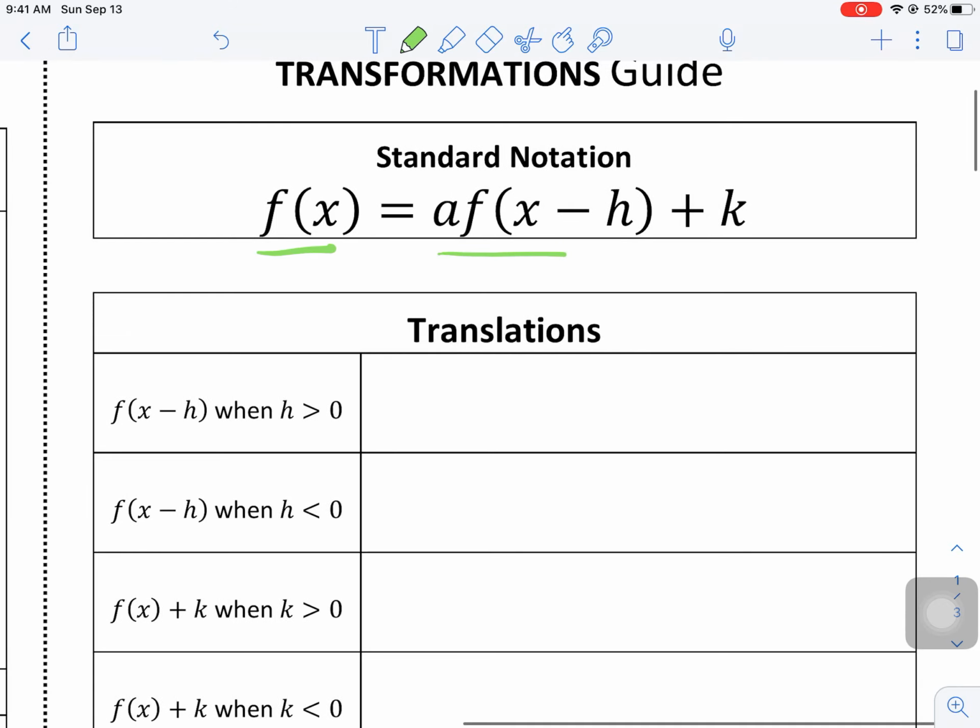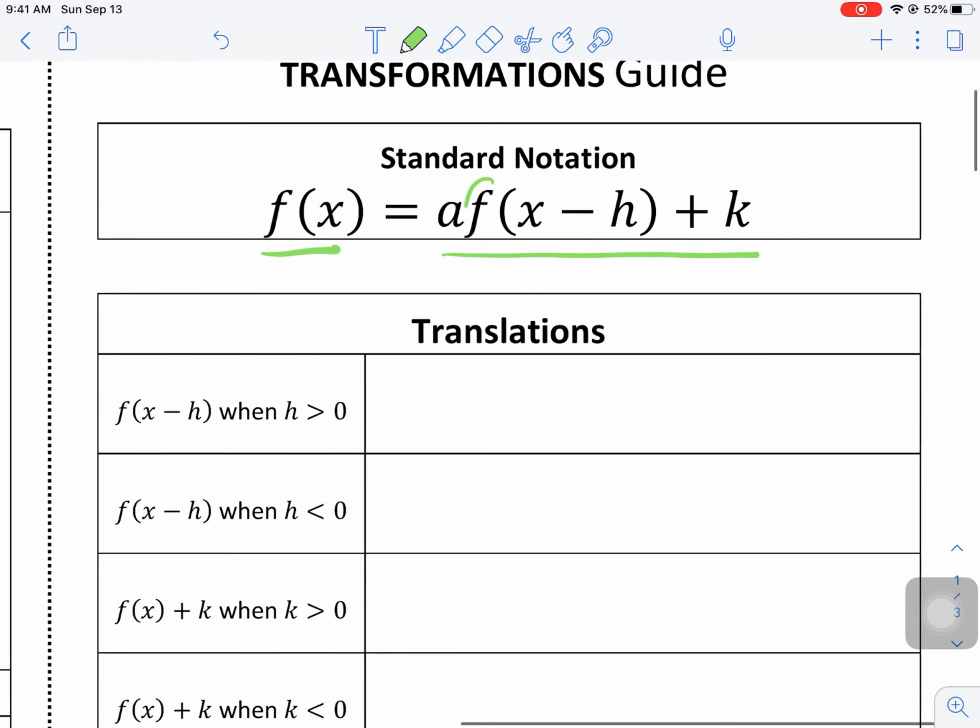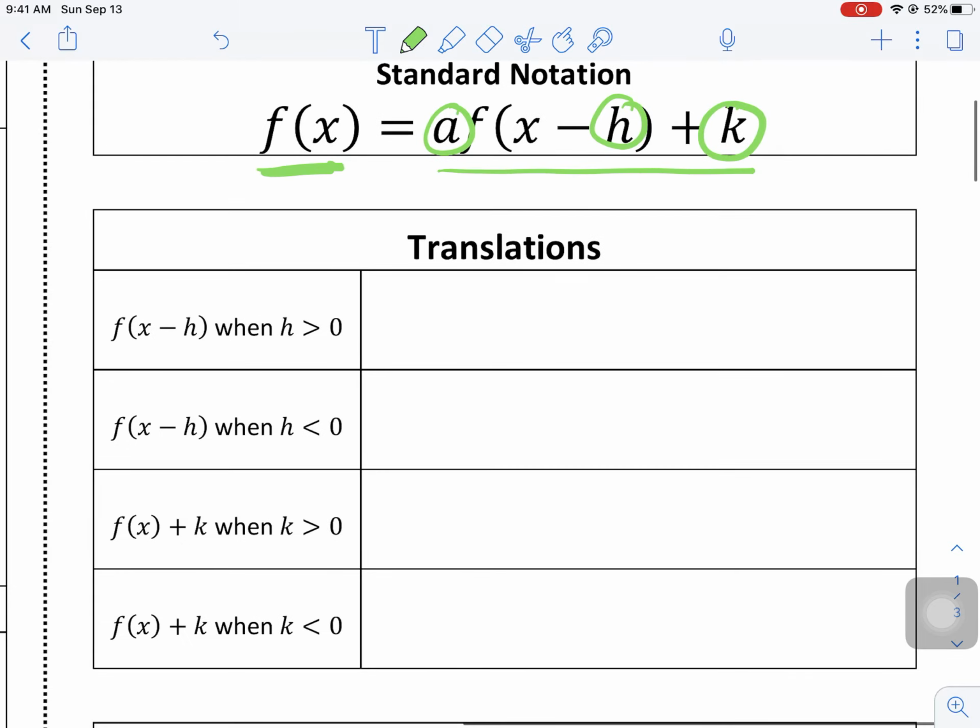What we have up here is called standard notation for transformations. Notice that there's an f of right here. That f of is just telling me that we're taking the function and then doing all of these transformations to it, which we're about to talk about. Anyway, translations. So h, as you can see, is right here in the equation.